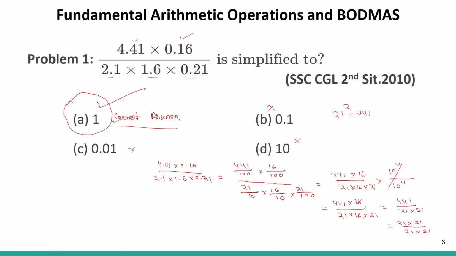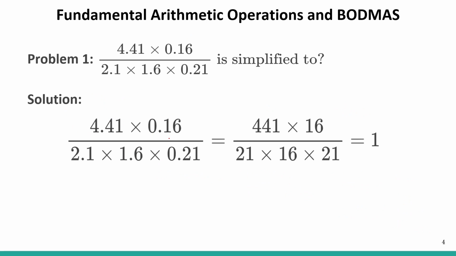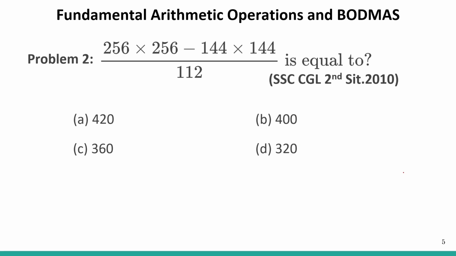So let's see problem number 2. Before that, let's see a step-by-step solution of the following. The solution will be something like this: 4.41 into 0.16 whole divided by 2.1 into 1.6 into 0.21 is actually equal to 441 into 16 whole by 21 into 16 into 21. 21 square is equal to 441, that's why these two are cancelled out. And we have cancelled out 16, so 1 by 1 is equal to 1. Final answer. Let's see the next question.